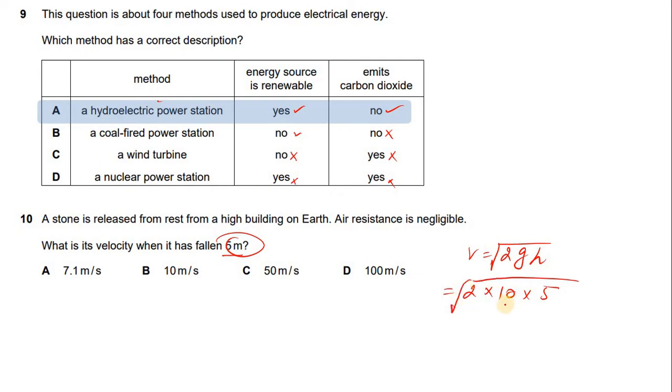Again, this 10 I'm using for those students who are giving the exam in 2022. This is the last exam where we use G is equal to 10 Newton per kg. From 2023 onward, the value of G will be 9.8 Newton per kg. For those students who are watching this for the 2023 examination, you must use 9.8. So the root of 100 is 10, so the velocity will be 10 meter per second when the stone has fallen a height of 5 meter. Option is B.